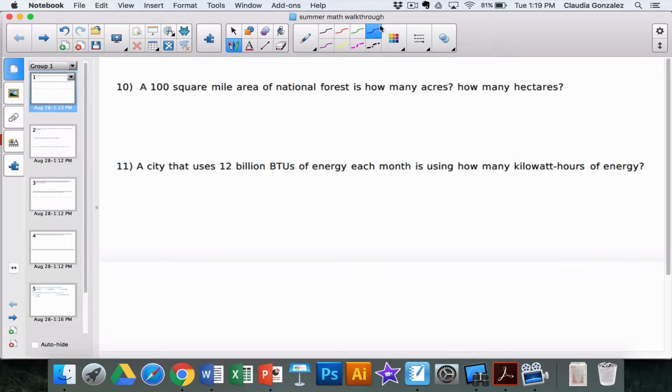You've done lots of math before, but just in case you need to review, I do have those towards the end of this video. So let's do 10. It says a 100 square mile area of national forest is how many acres?